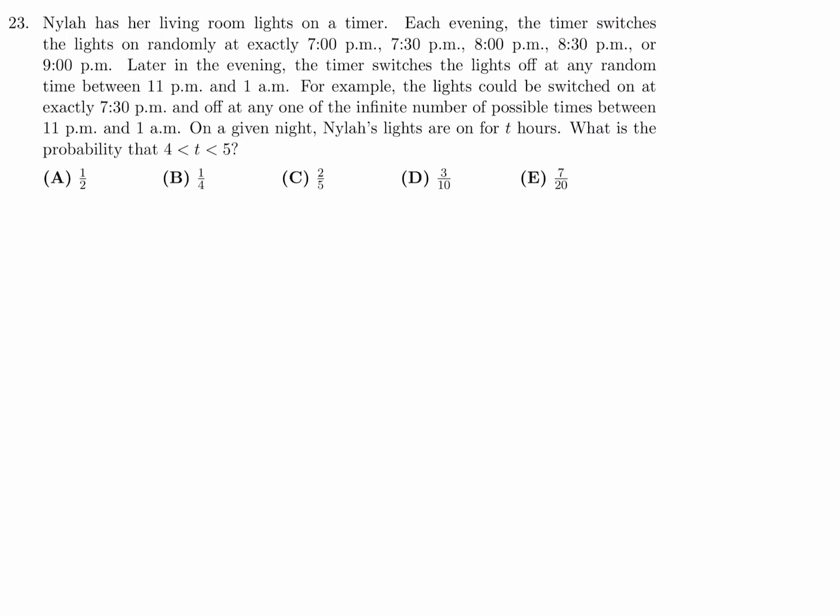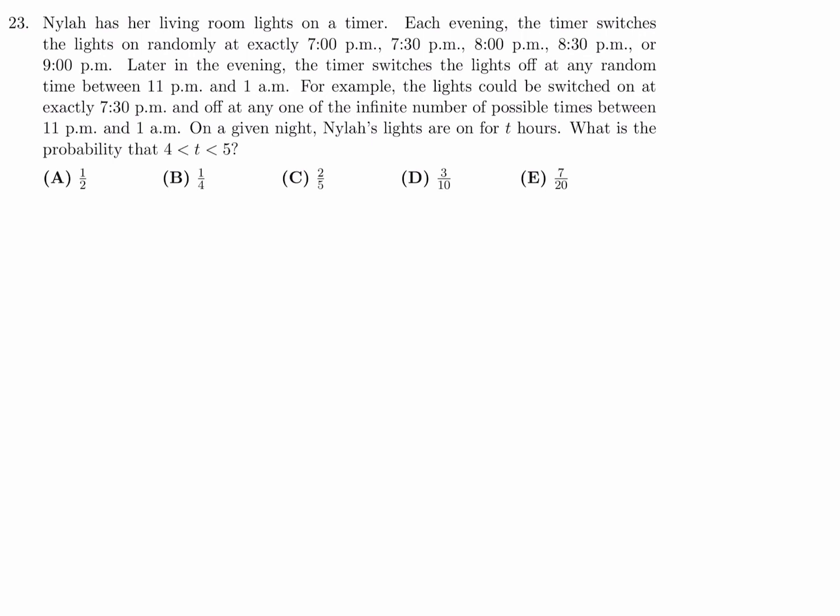Nyla has her living room lights on a timer. Each evening, the timer switches the lights on randomly at exactly 7, 7:30, 8, 8:30, or 9 p.m. Later in the evening, the timer switches the lights off at any random time between 11 p.m. and 1 a.m. For example, the lights could be switched on at exactly 7:30 p.m. and off at any of the infinite number of possible times between 11 p.m. and 1 a.m. On a given night, Nyla's lights are on for T hours. What is the probability that T is between 4 and 5?